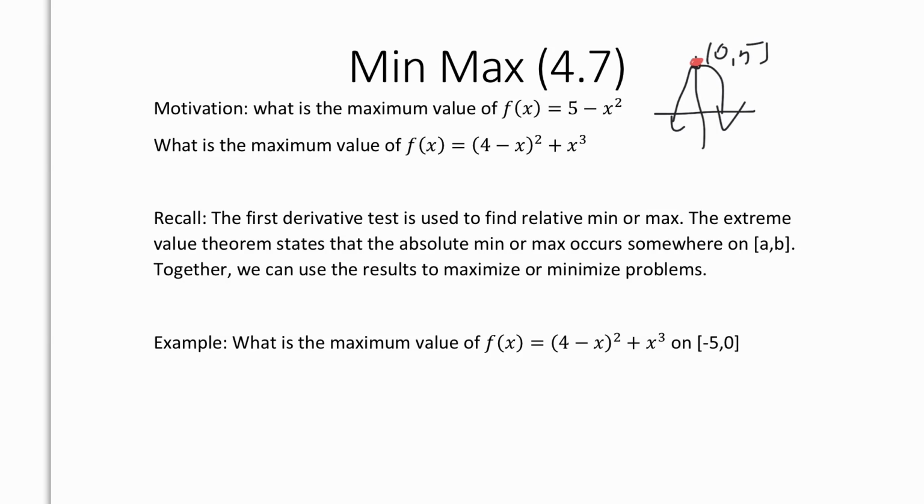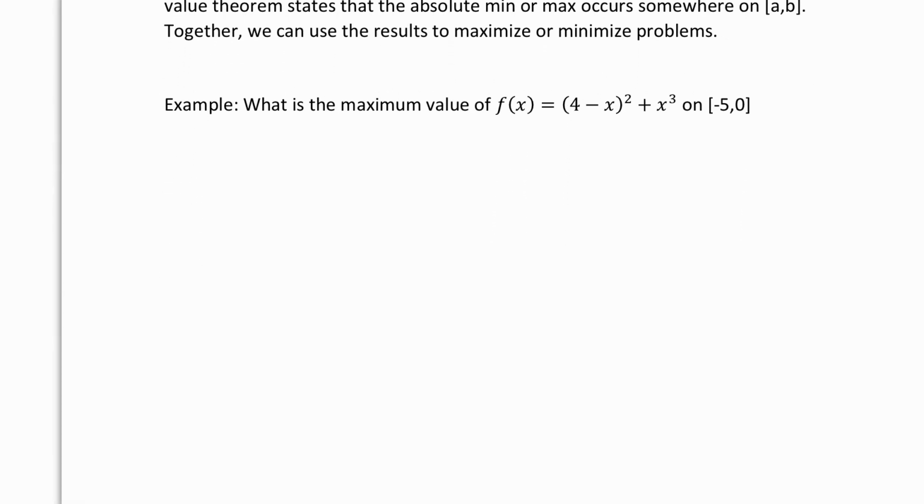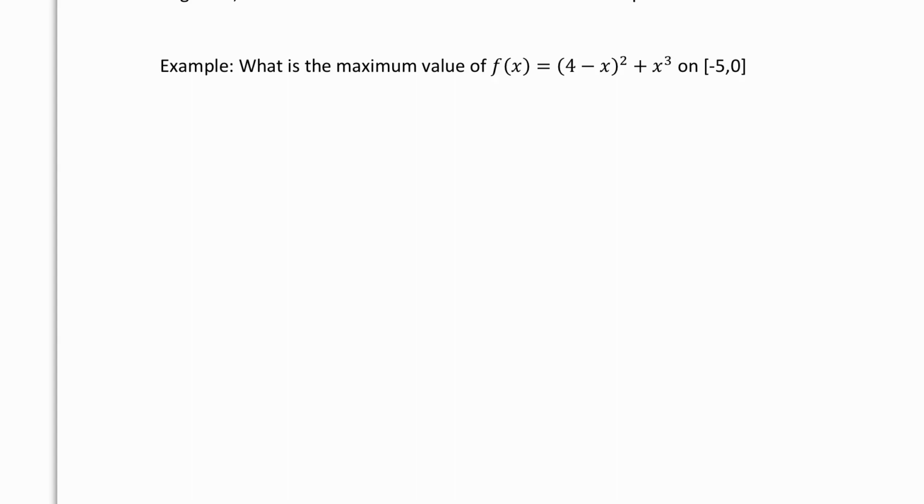Now, we do have a lot of tools ready to work on these types of questions. So if we recall, the first derivative test is used to find relative minimum or maximum. The extreme value theorem states that the absolute minimum or maximum occurs somewhere on the interval a to b, and so together we can use these results to maximize and minimize problems. So let's look at our example here, and we're going to look at the specific domain -5 to 0.